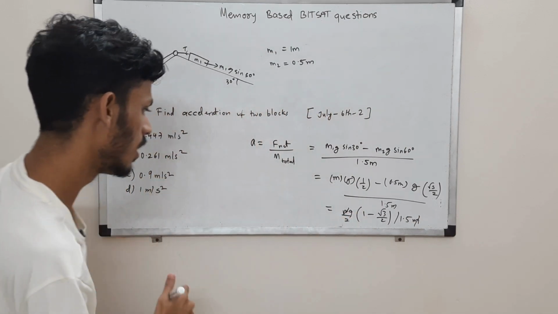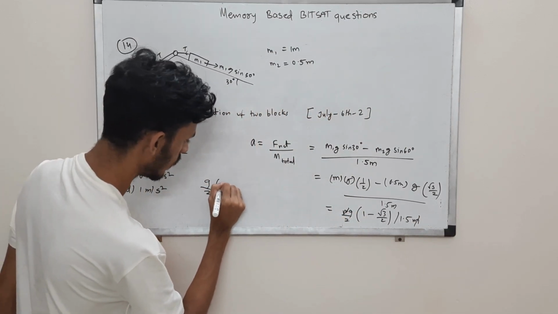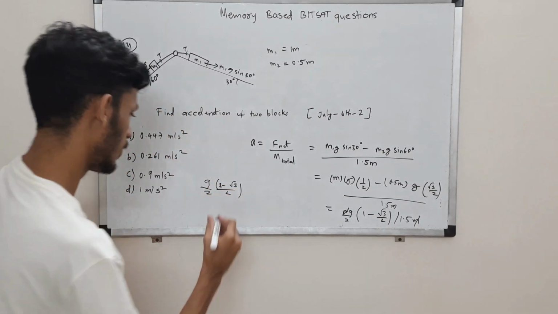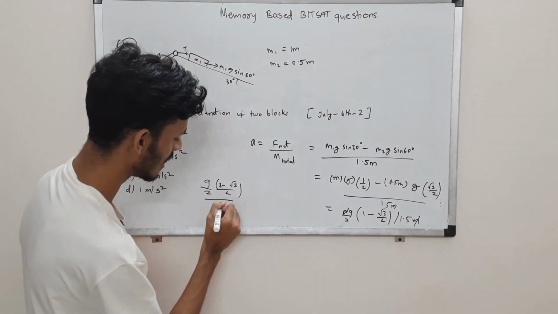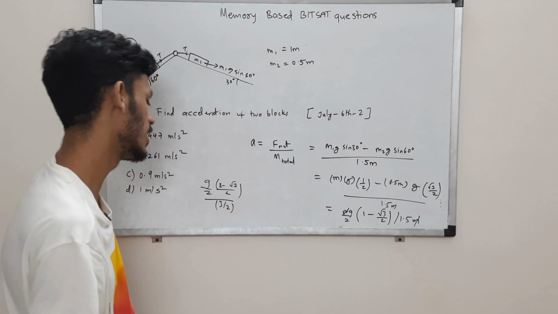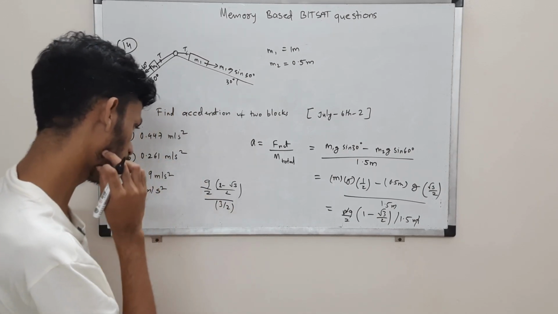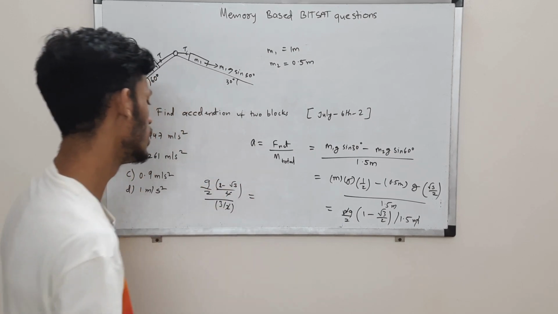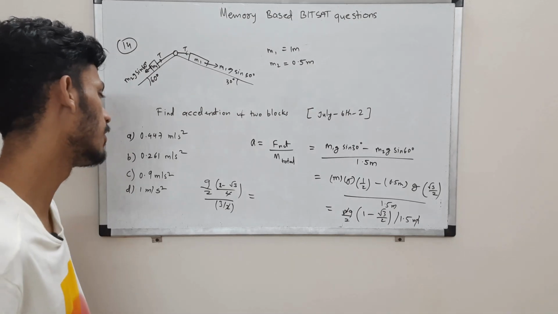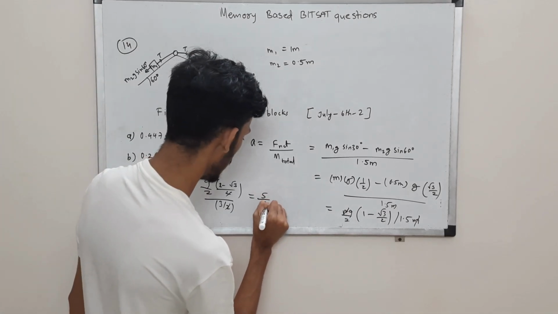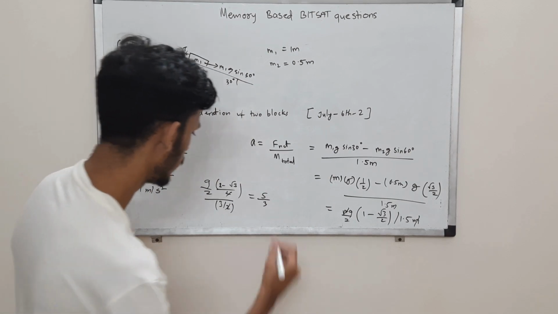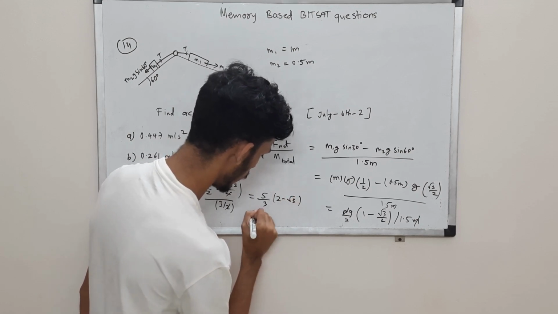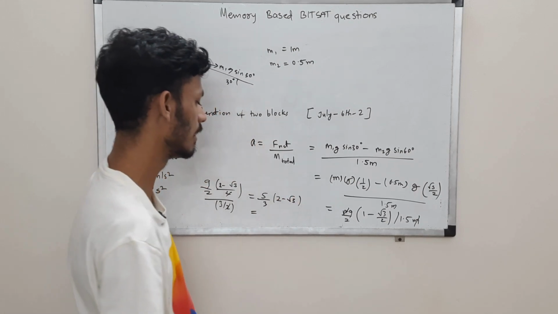M and m will get cancelled. So if you see, it is g by 2 times (1 minus root 3 by 2), or I can take the LCM and divide by 1.5. 1.5 can be written as 3 by 2. So it can cancel with one of these 2s, and here we'll have 5 g by 10, g taken as 10, 10 divided by 2 is 5, divided by this 3, and we have 2 root 3.